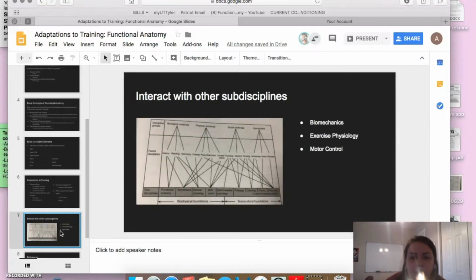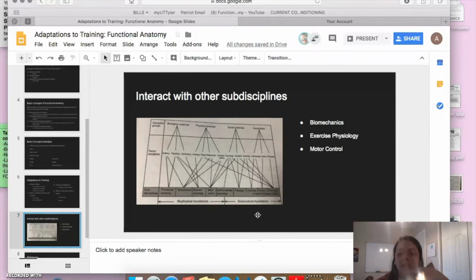And then finally, we have how functional anatomy interacts with other subdisciplines. Now, this picture is a little bit hard to see, but down here at the bottom, you see that you have the subdisciplines, and the first one we have is functional anatomy. And you can see that functional anatomy is tied into anatomy and physiology. Now, among these ones here at the bottom, the ones that also tie into the same parent disciplines as functional anatomy are going to be biomechanics, exercise physiology, and then motor control.